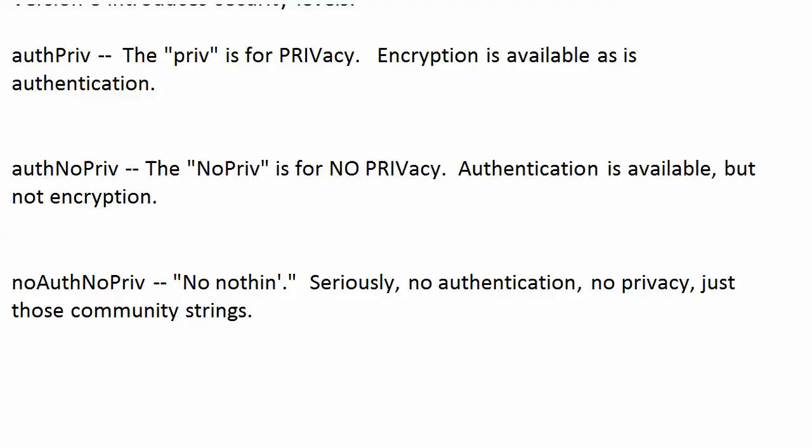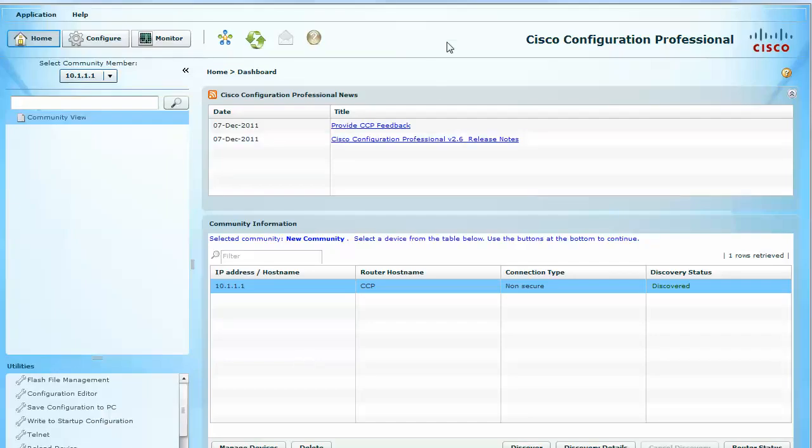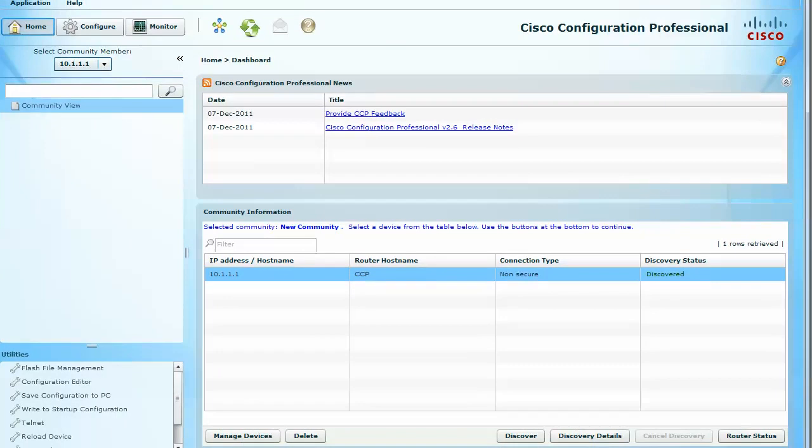So it sounds to me like version 3 is really what we ought to go with. And the configuration of SNMP at the command line is really beyond the scope of the CCNA security exam. You'll be bumping into that later. Not the most intuitive thing in the world at first, but you certainly get the hang of it like anything else. So let's take a look at it quickly in Cisco Configuration Professional.